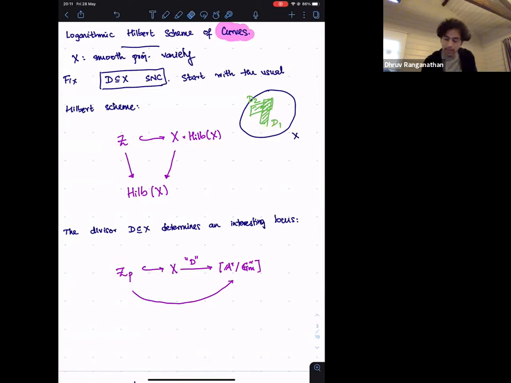Given a point P in this Hilbert scheme, I have a subscheme of X associated to that. And X, by virtue of endowing it with this divisor D, comes with a map to the stack A^R mod G_m^R. If you're not used to thinking about stacks like this, it's a tautology. I don't know how to define a map to A^R mod G_m^R, except by telling you that there are R irreducible divisors meeting in an SNC way. So there you go.